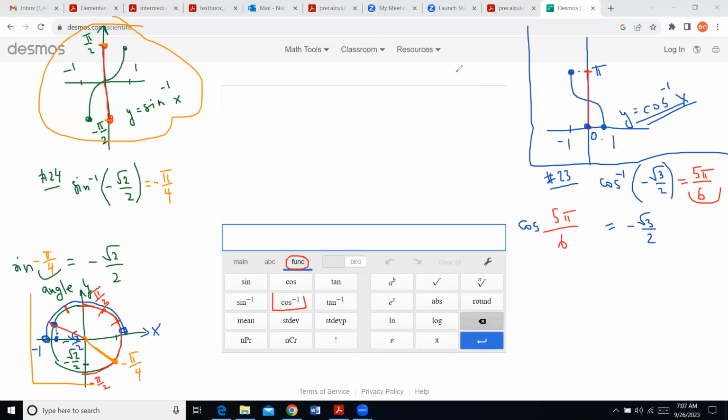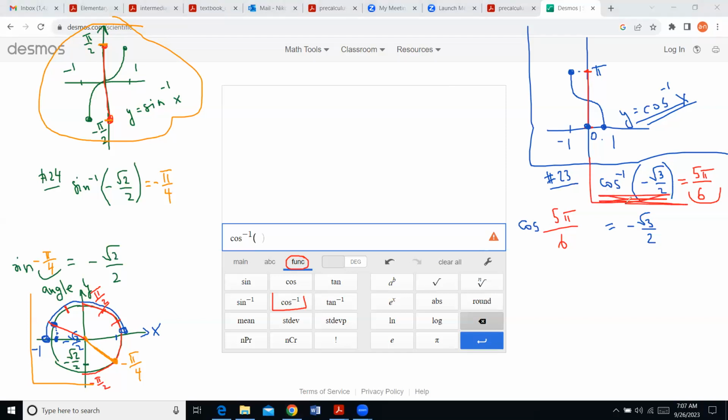Some people do it like that. Well, I don't mind, I guess. I don't have control over how you do these problems, but I just want you to do them right. So what's the question here for exercise 23?